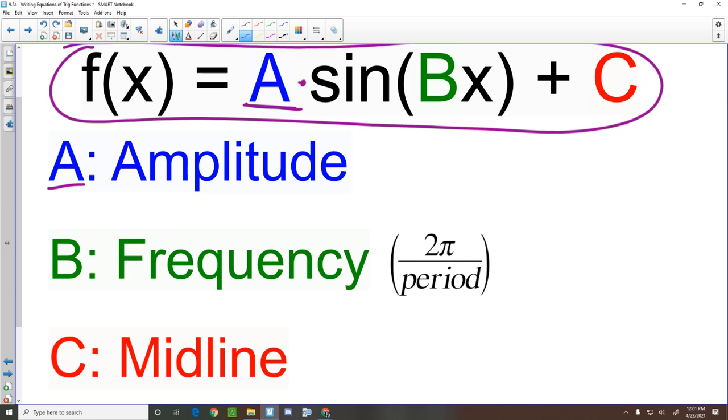Next comes the actual trig function itself. I have sine written here, but we can also have cosine written here. So know that it's not always going to be sine. We have to look at the graph and determine, is this a sine wave or a cosine wave based on its starting point.